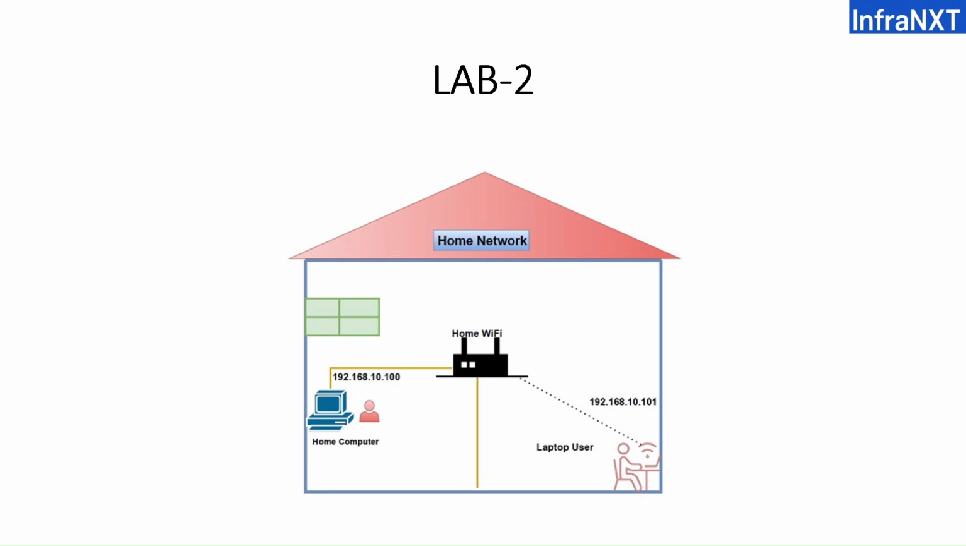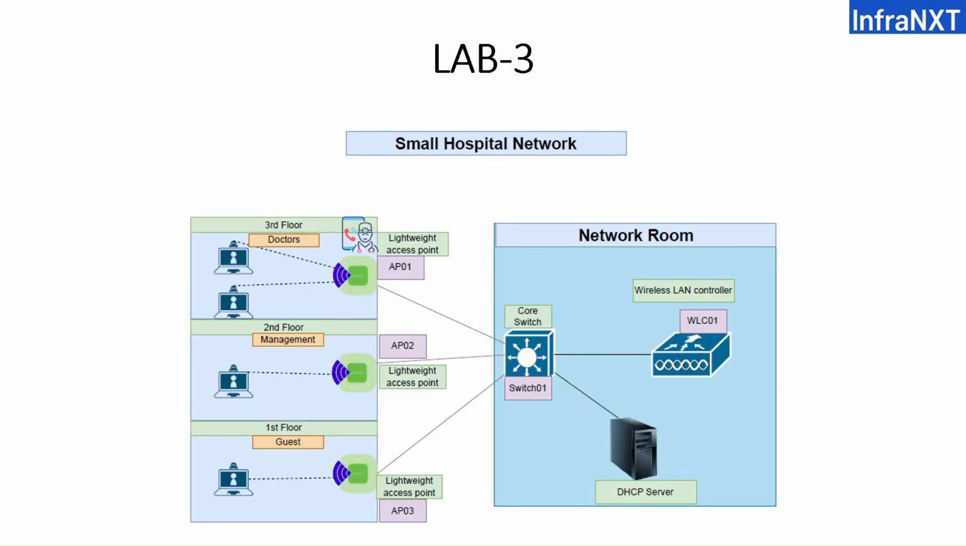In a similar way, when we think about a little larger network, consider a small hospital with multiple floors. On your left side, you have three floors, first, second, and third, and different people come on each floor. For example, the ground floor is made for the patients, who are like guests for the hospital. Even the hospital wants to provide them a Wi-Fi SSID, so the patients can connect to it and also connect to the internet.